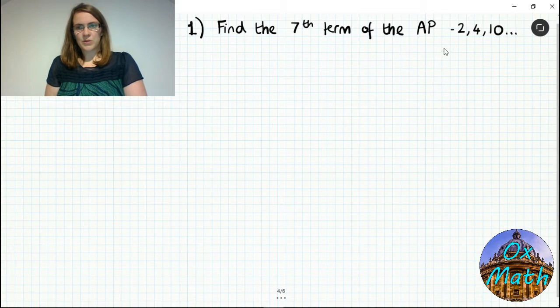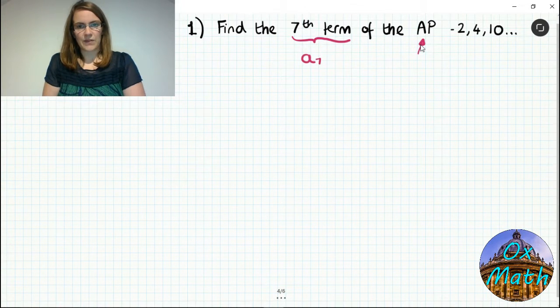So in this question, we are told that it is an arithmetic progression, so we know that our sequence will continue going up by the same difference each time, and we are asked to find the 7th term. So remember, that means we are asked to find a7, the value of the term that will be in the 7th position. So to start off with, we need to look at our sequence and decide on our first term, a, which is minus 2. Our first term is just the first number in the sequence, so minus 2.